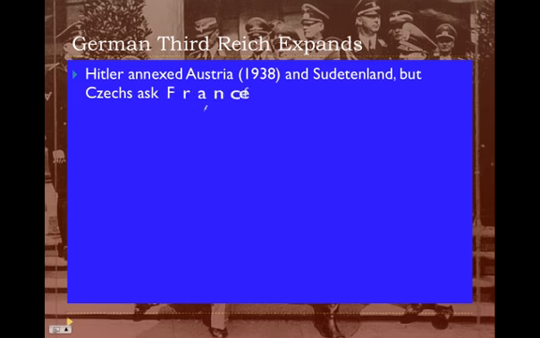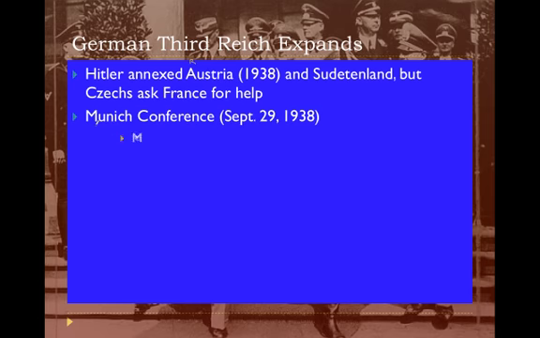Again, what does Hitler do? First he takes the Rhineland, then he takes Austria and the Sudetenland. But the Czechs ask for help. This leads to the Munich Conference, and that's a meeting of Germany, France, Britain, and Italy.